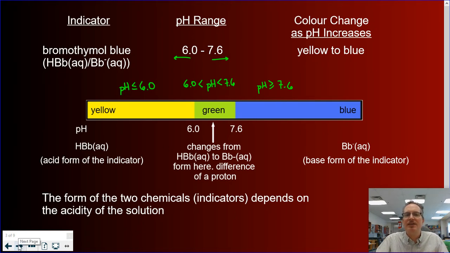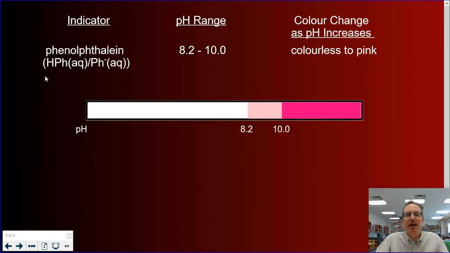Well, let's try a new example. So I have phenolphthalein. Again, something we've also used in Science 10. If you look it up, our pH range is from 8.2 to 10.0. So that's from colorless to pink. And so down here from 8.2 and below, including 8.2, it's going to be colorless. From 10.0 and above, including 10.0, it's going to be pink.